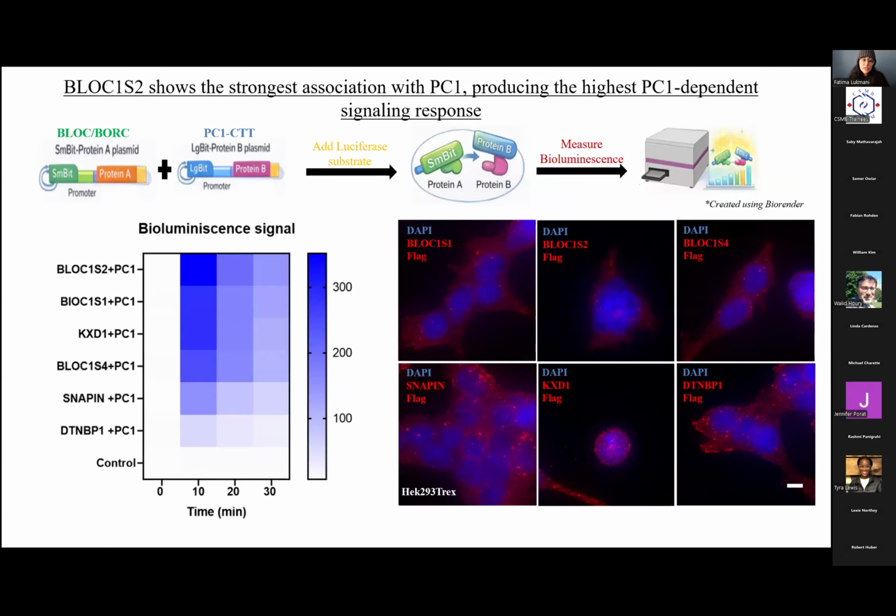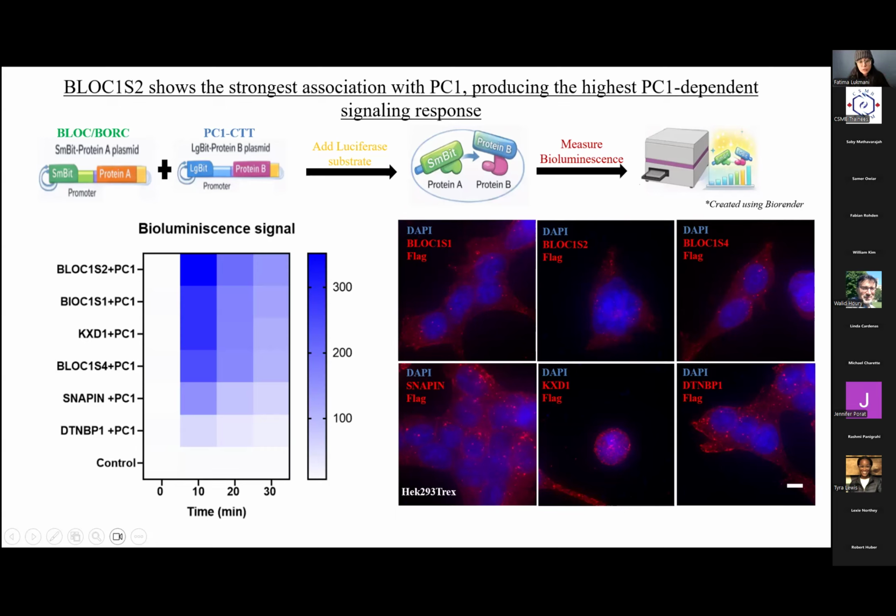And finally, since we know that these 13 different subunits of the BLOC-1 complex are related with PC1 with a direct binding, we wanted to further assess which is the single subunit here that is a clear standout, which is holding the whole complex together.